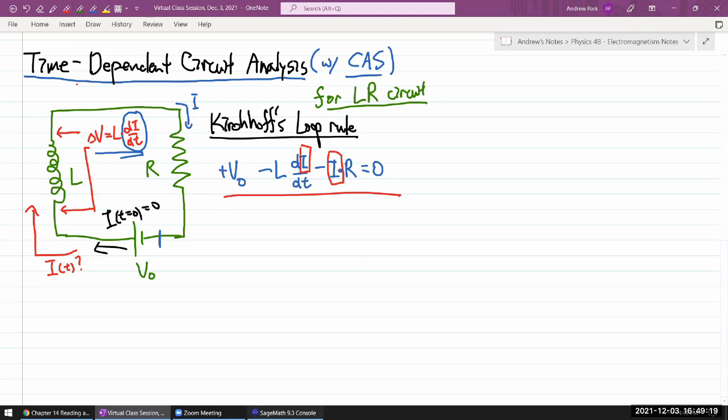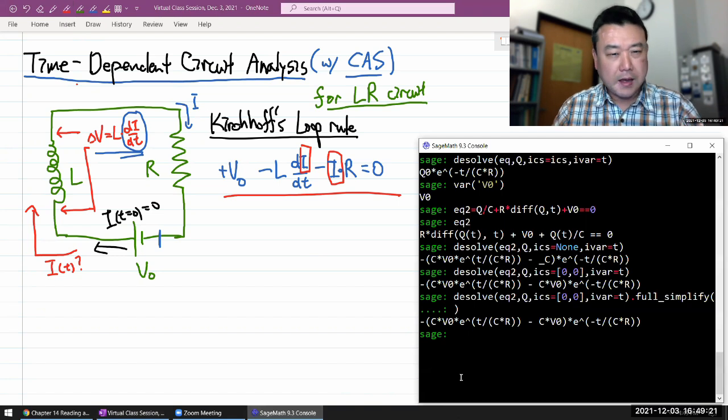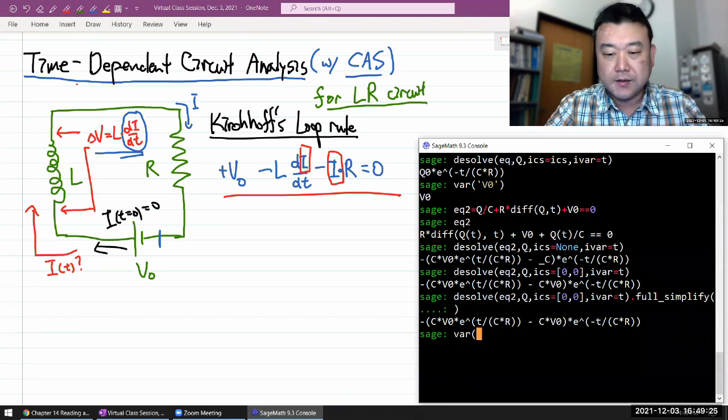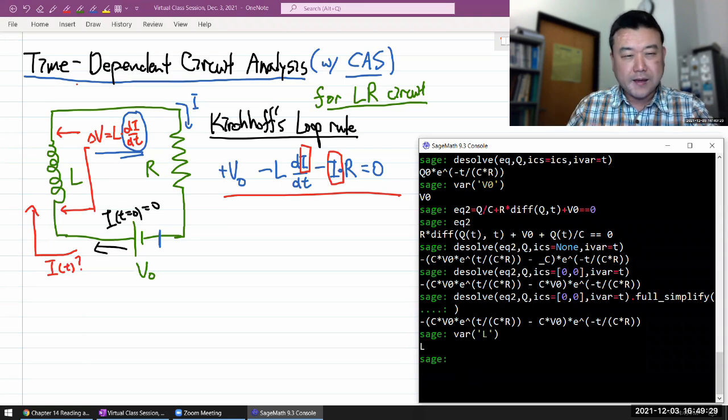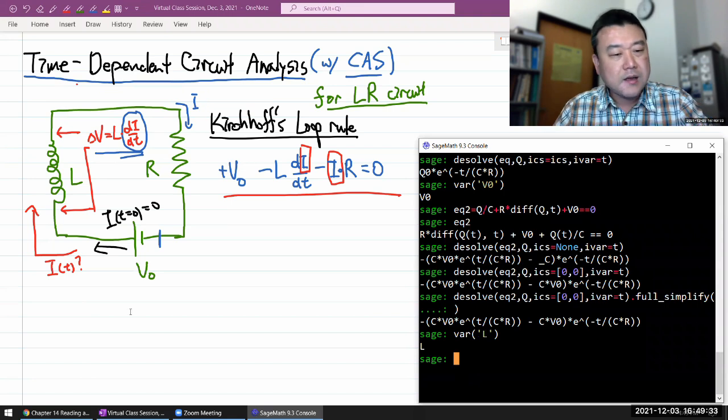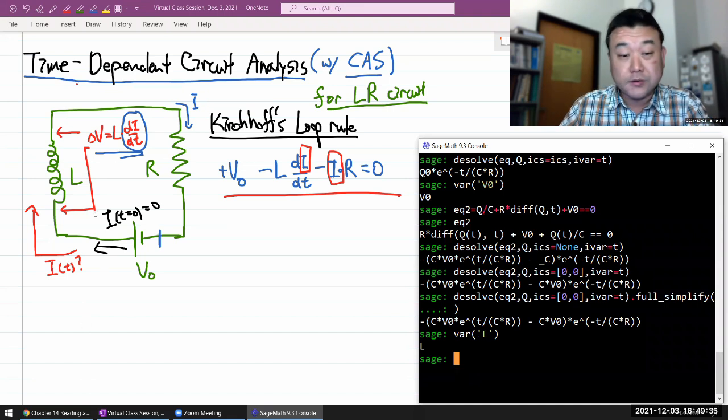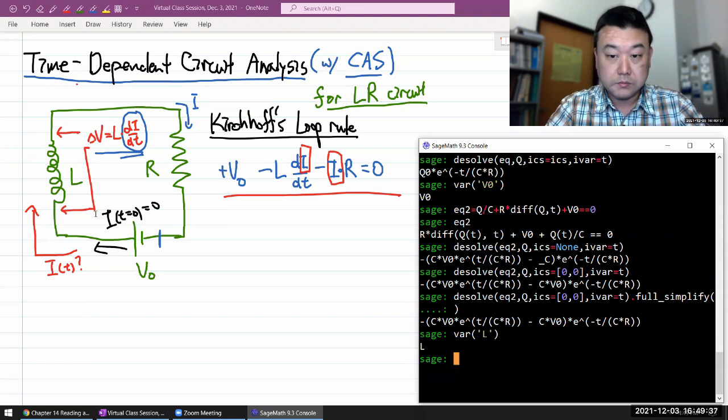I'm going to take this here. I think I have declared all the variables. Oh, except for L. So let me declare L. And I have a feeling, wait, do I need I naught? I don't need I naught because my current at time equals 0 is 0. So let me write down my differential equation 3 of today. It is V naught minus L times.